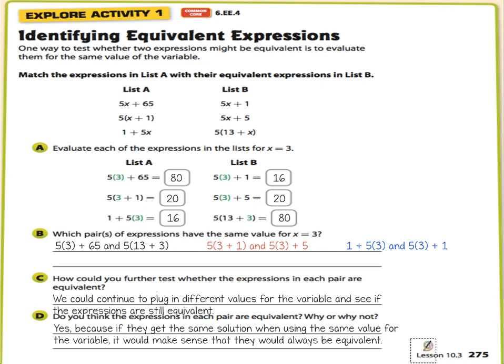All right? So we have to remember that just because they look different doesn't necessarily mean that they have different values. We have to do a little bit of math and a little bit of computing to figure out if they have equivalent values. And equivalent doesn't mean that they look the same. Equivalent means that when we plug in a value, it will spit out the same answer. So think of it as a machine. When I put in 3, this machine gave me 80, and this machine gave me 80, so they are equivalent machines.